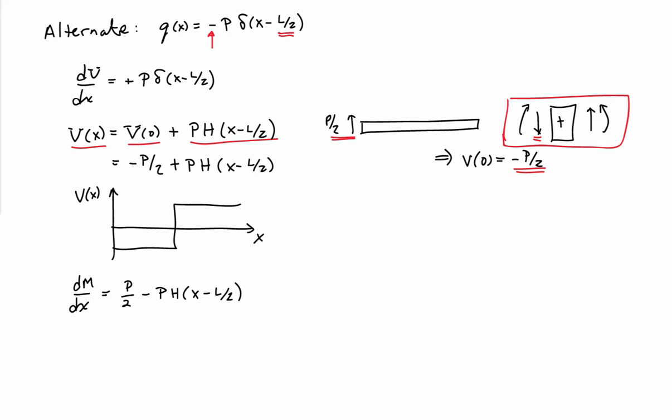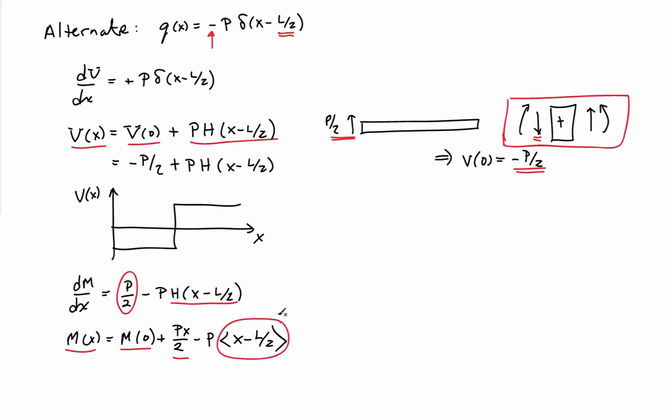Now, the moment relationship is dM/dx plus V equals 0. So I can plug in for V and move V to the other side of the equality. So I'll get P over 2 minus P times the step function, and now I'm going to integrate again from 0 all the way to some arbitrary location x. So I'll get the moment at x is equal to the moment at 0 plus Px over 2, which is the integral of this first term here. And when I integrate the step function, I end up with the Macaulay bracket. So we get minus P, the Macaulay bracket of x minus L over 2.